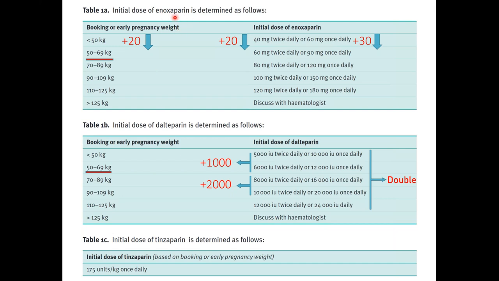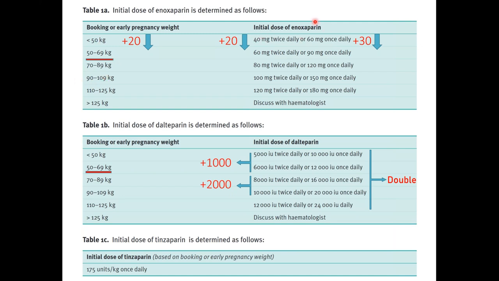In enoxaparin, the therapeutic dose starts with patient weight less than 50, 50 to 69, 70 to 89, 90 to 109, 110 to 125, more than 125. Here, we add 20 for the body weight, the pregnancy weight, because it is difficult to memorize all this table, but we can just memorize the first one and add 20 each time: 50, 70, 90, and so on.